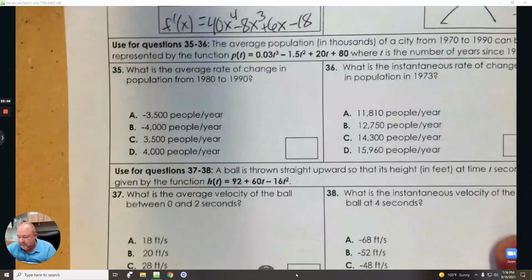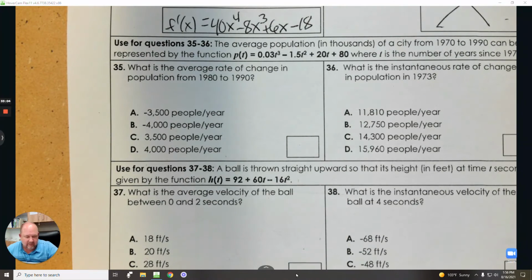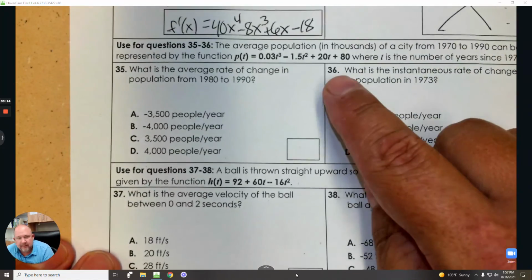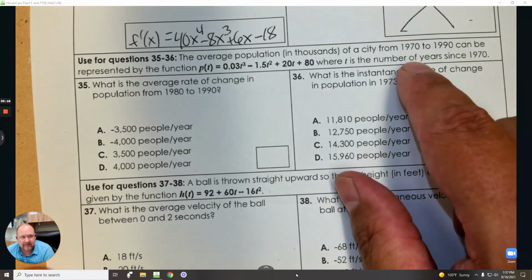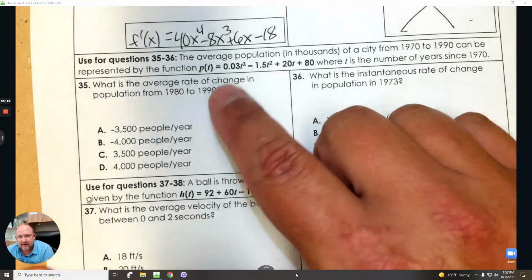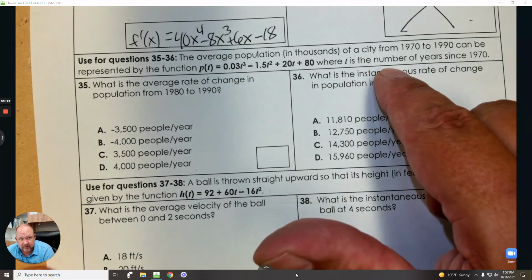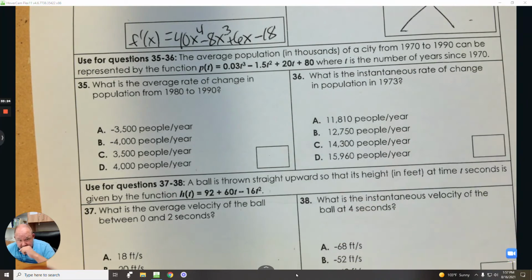All right, from 35 on, we're going to use our calculator. So press pause if you like and find your calculator. And then we're going to do that. So it says the average population in thousands from 1970 to 1990 can be represented with this function where t is the number of years since 1970.